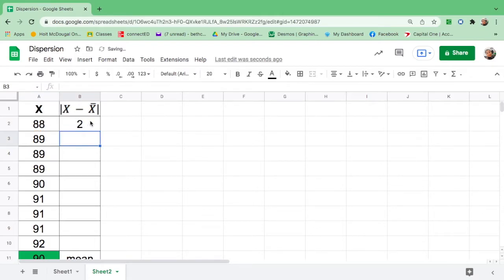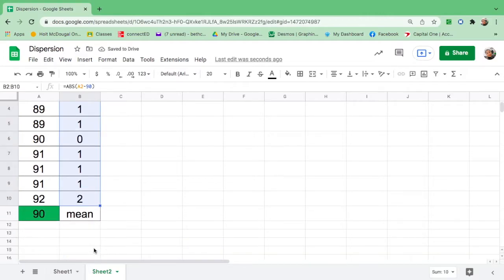So you have 2. If you manually subtract, 88 minus 90 is negative 2, and its absolute value is positive 2. Then after that, you can actually drag this down. Make sure that the plus sign comes out, then drag it down, and there you go.